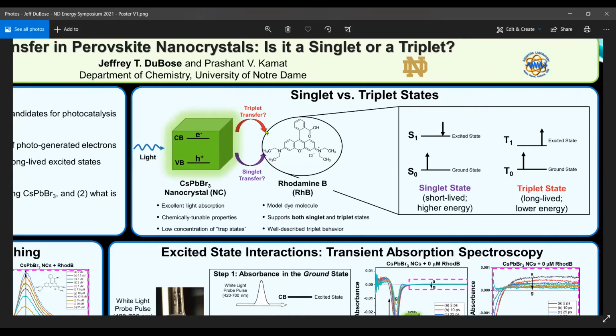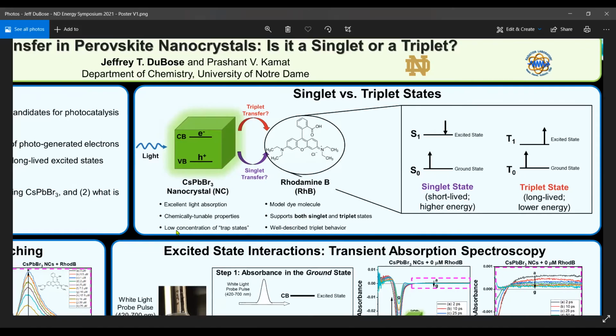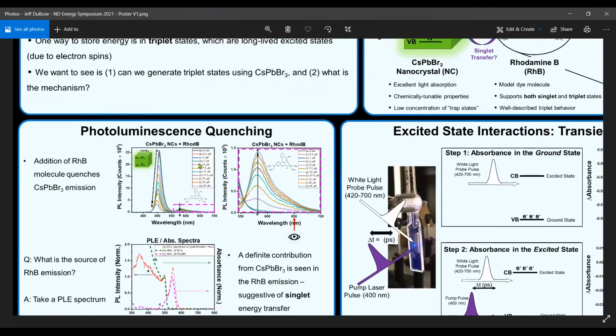We're going to use, in this case, rhodamine B as a dye molecule which can potentially accept both triplet and singlet states. The reason we use this rhodamine B dye molecule is, one, it's a very well-studied molecule. There's a lot of literature results out there. It supports both the singlet and triplet states. And because it has such well-described behavior, if we see interesting interactions, like the formation of either one of these states, we'll know what's happening because we know spectroscopically all those different features. So that's a little bit of the why we're doing this.